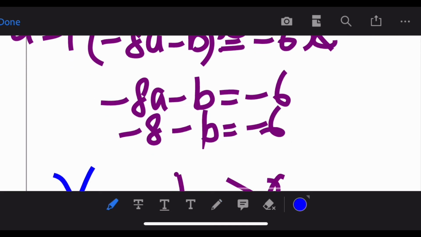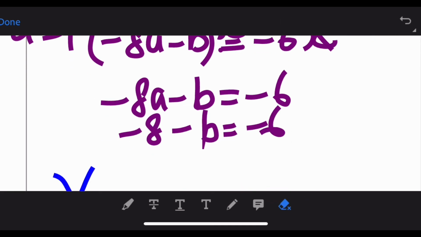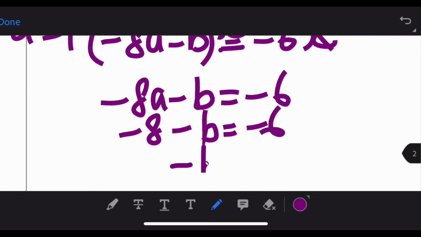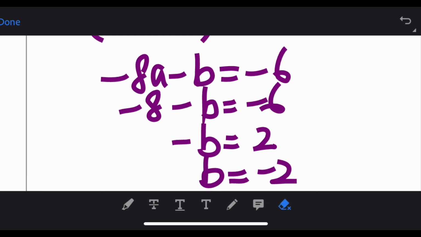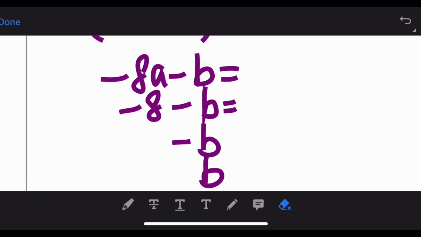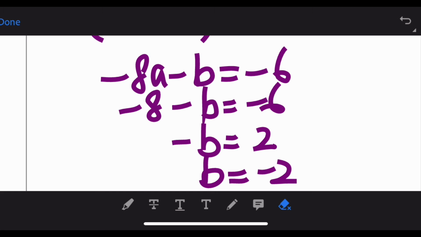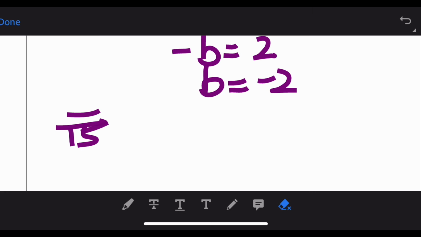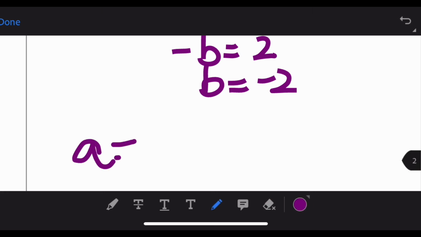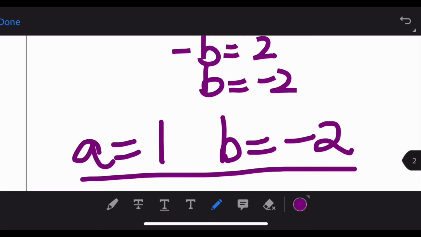So negative b is positive 2, right? That means b will be negative 2. So if you do it carefully, you will get the answer for a and b. a is 1, b is negative 2. This is the answer that we got.